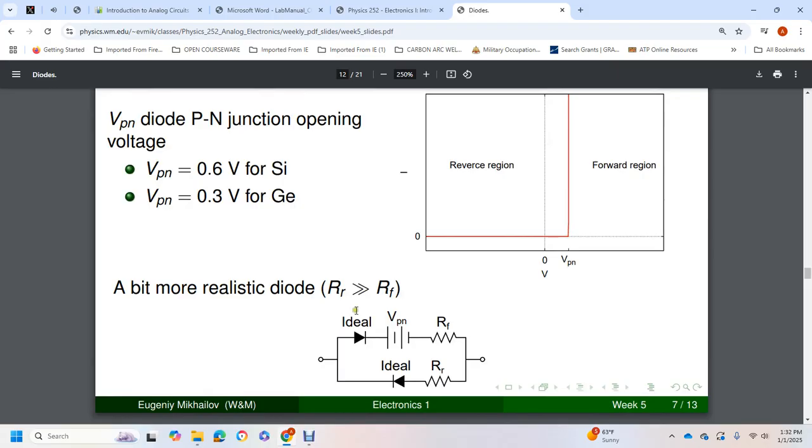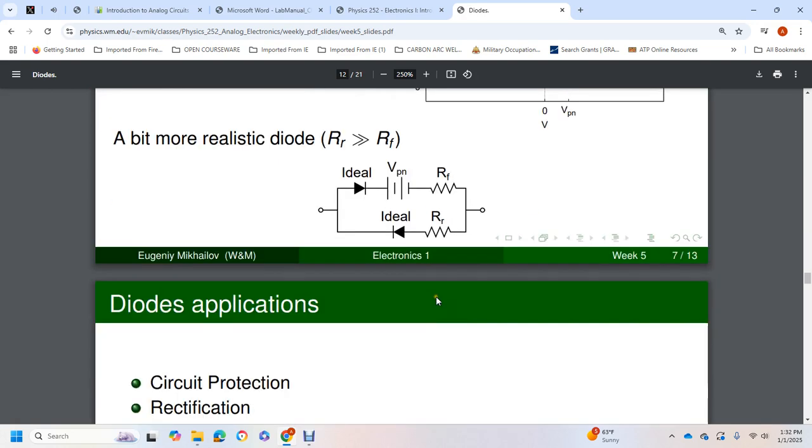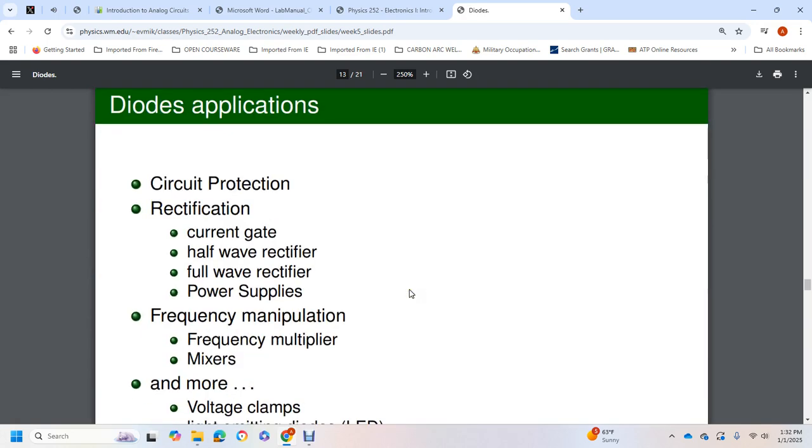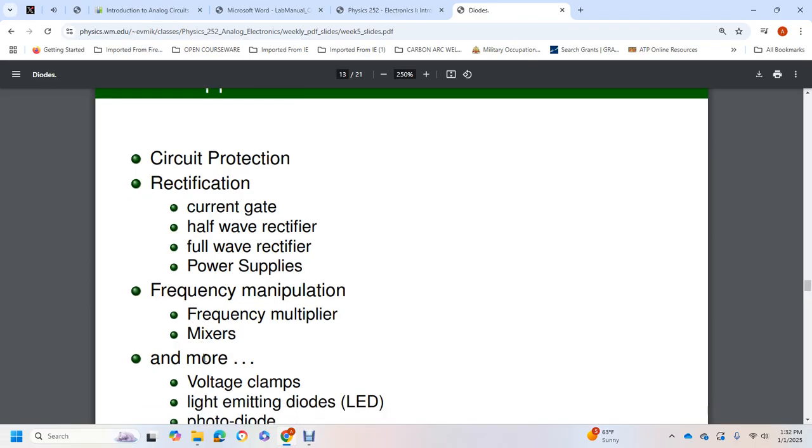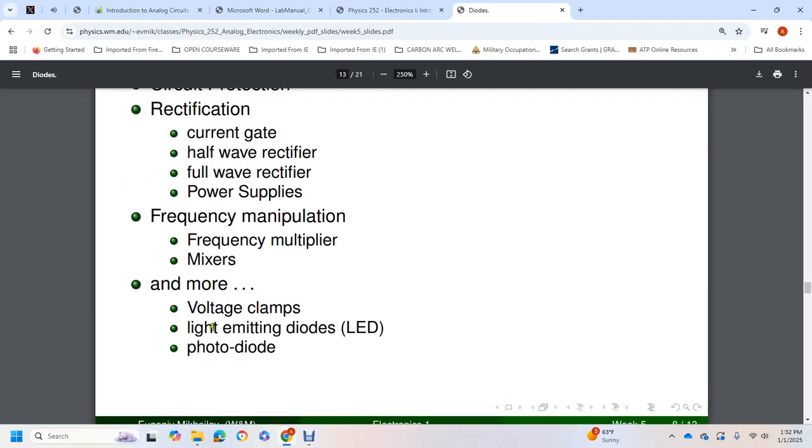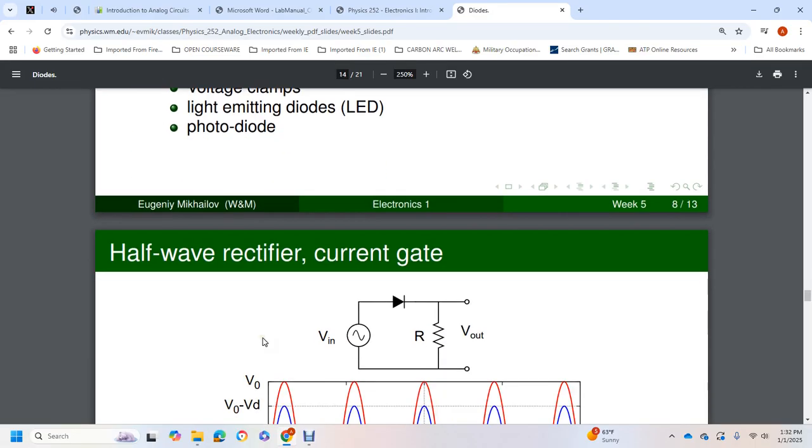A bit more realistic diode: resistor R1, resistor R, resistor RF. Diode applications: circuit protection, rectification, current gate, half-wave rectifier, full-wave rectifier, power supplies, frequency manipulation, frequency multipliers and mixers, and more, voltage clamps, lighting, light-emitting diodes, photodiodes.